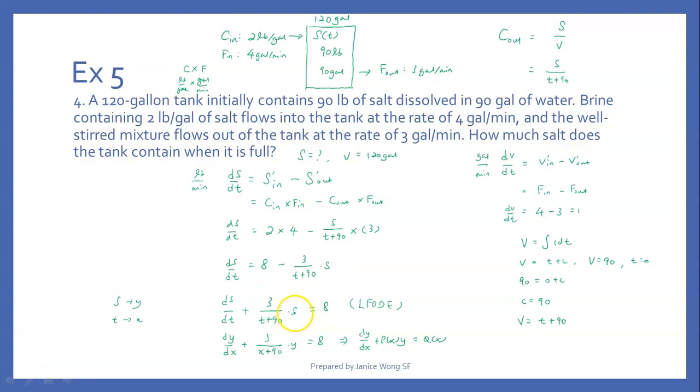Continue on the next page. Write down the DE first. ds over dt plus 3 over t plus 90 dot s equals 8. This is LFODE. To solve it, we follow step 1, which is to find rho, which is equal to e to the power of integrate 3 over t plus 90 dt. Solving this, we will get t plus 90 to the power of 3.